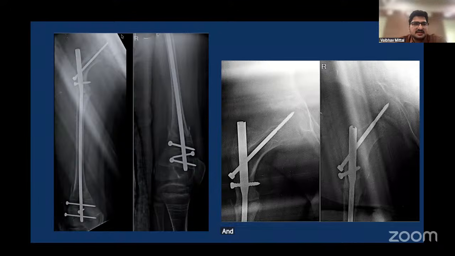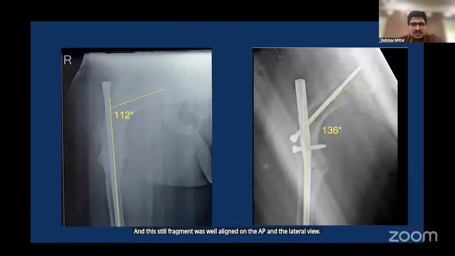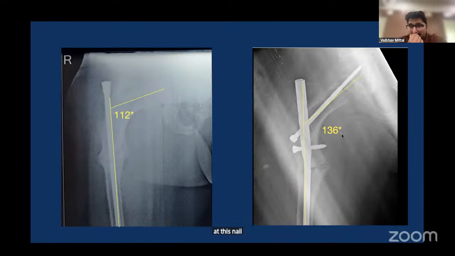As you can see, the neck screw was passed intentionally through the physis since it was a skeletally mature child, and also we don't want any chance of a physeal slip later on. The distal fragment was well aligned on the AP and lateral view. So we were able to convert a 112 degree neck shaft angle to 136 degrees with this nail and expect this osteotomy to heal well. We did it last week only.